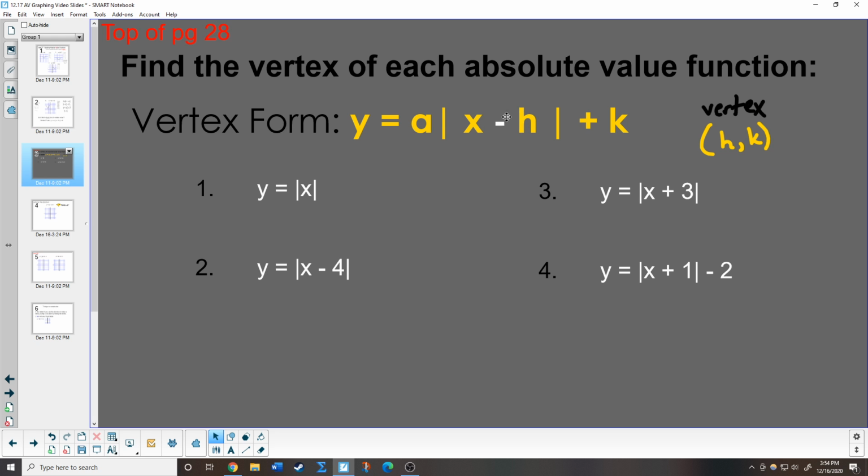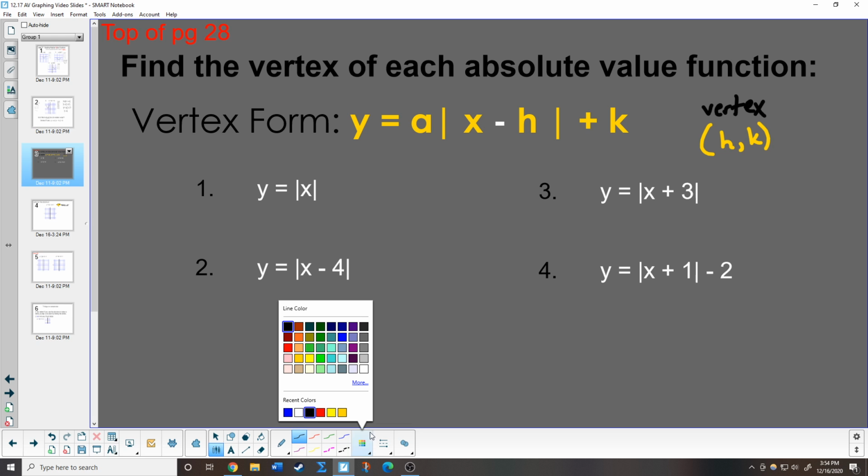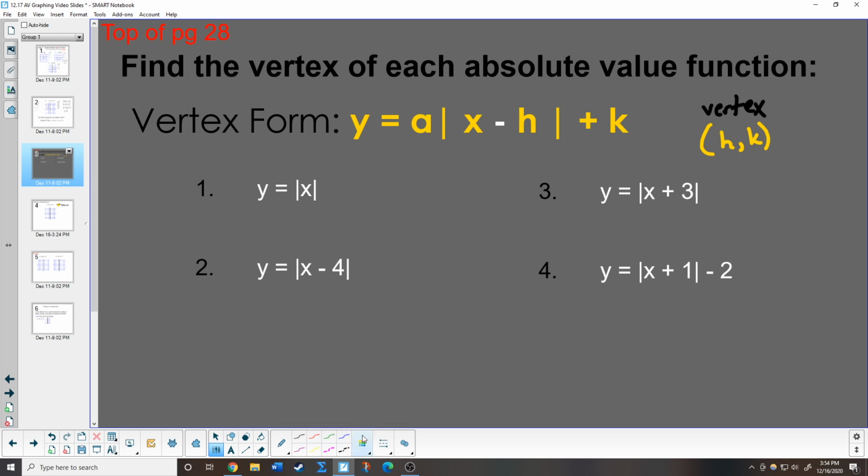So here's the big thing to note. You might be wondering why I highlighted this negative value in front of the h. That's what's going to cause most students trouble in finding our vertex. Let's go ahead and find our first one here. So if we look at this first one, I'm going to go ahead and draw parentheses here for my ordered pair, but that is the vertex.